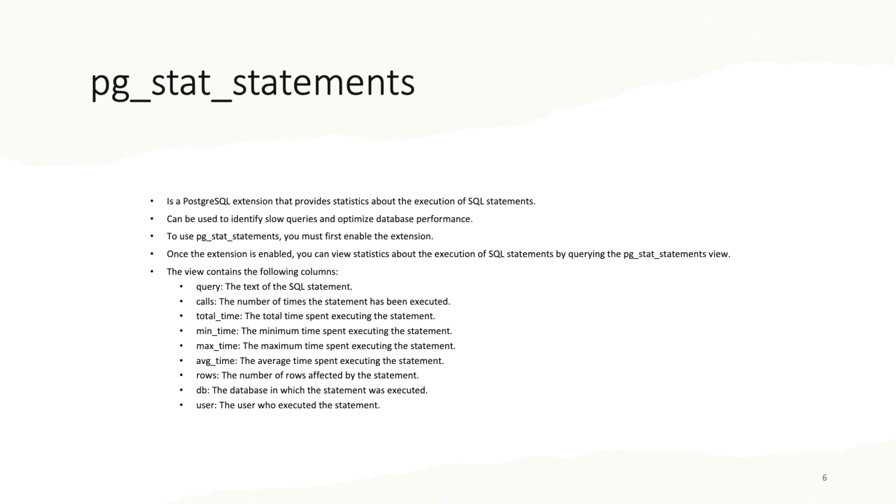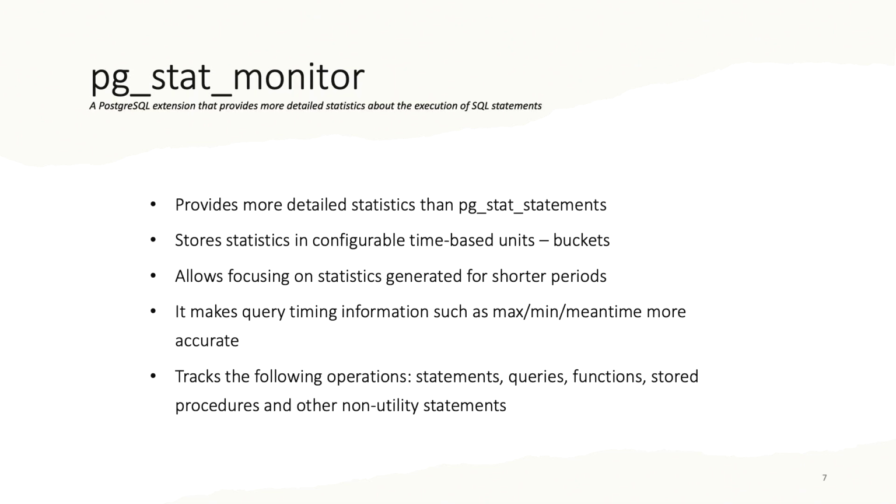But it lacks some information we have discussed in the previous slide, like the plan information, the application name, and many other things. So here Percona has a tool, PGStat monitor, a PostgreSQL extension that provides more detailed statistics about the execution of SQL statements. It stores the statistics in buckets, whereas PGStat statement stores all the information as a whole.